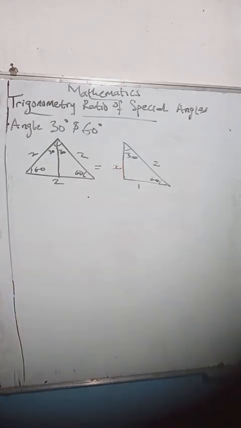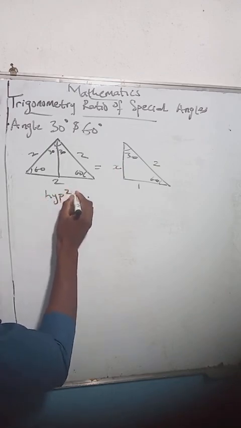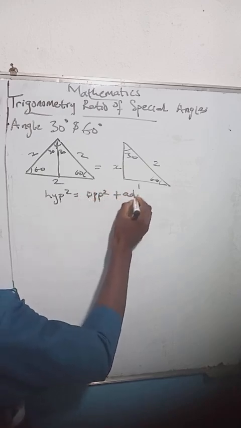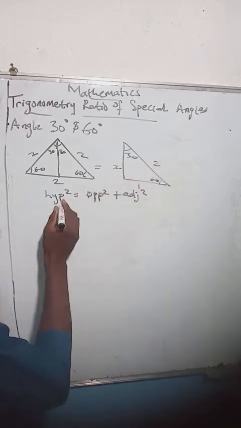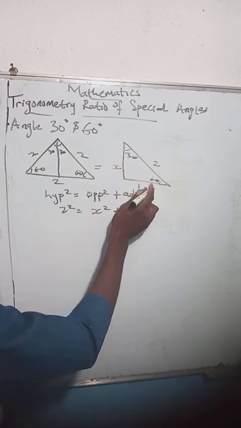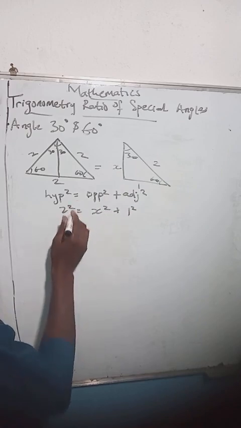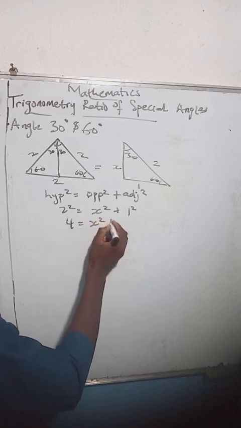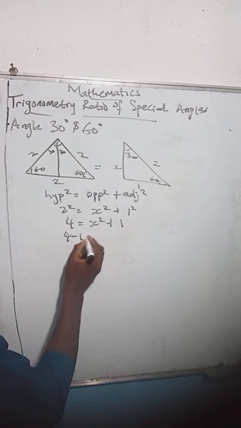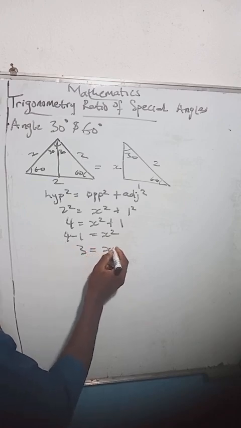To get x, we make use of Pythagoras theorem, which states that hypotenuse square is equal to opposite square plus adjacent square. Our hypotenuse is 2, the opposite is x, and the adjacent is 1. Now, 2 square is 4, then 1 square is 1. Collecting like terms, we have 4 minus 1 is equal to x squared. 4 minus 1 is 3, equals x squared.